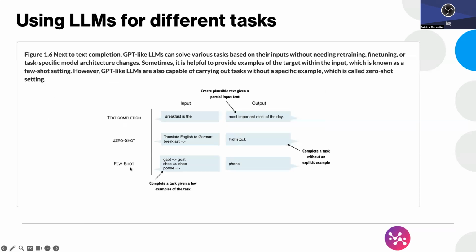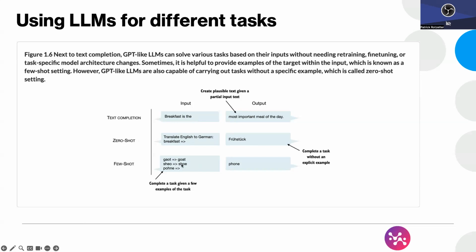There was a question on few shot and zero shot earlier. So GPT-like large language models, the models that are decoder only models, can do multiple things. They can do text completion. For example, saying "breakfast is the", and then asking the model to generate the rest of the sentence. You can also do zero shot, where you give an instruction to the model to do a task. So you say, translate English to German, and it will just translate breakfast into Frühstück. And then you have few shot.